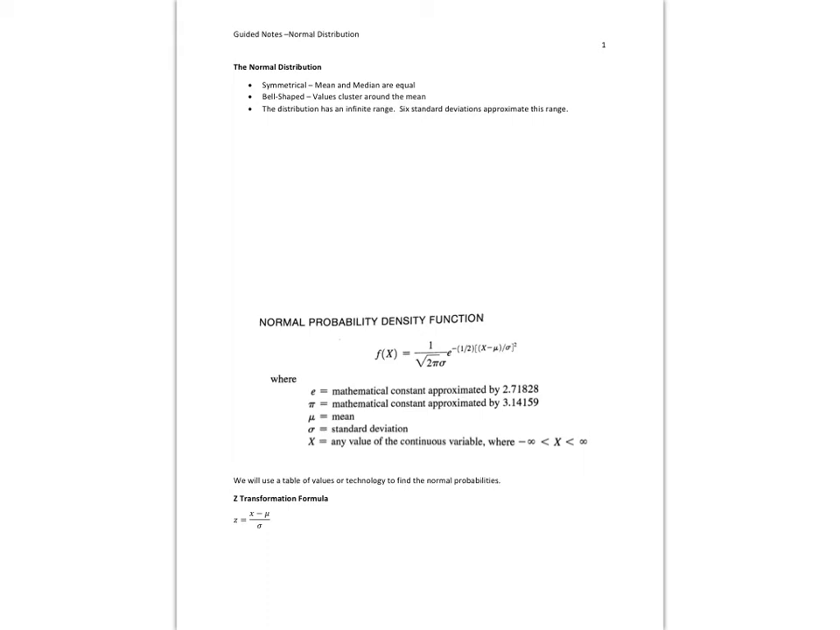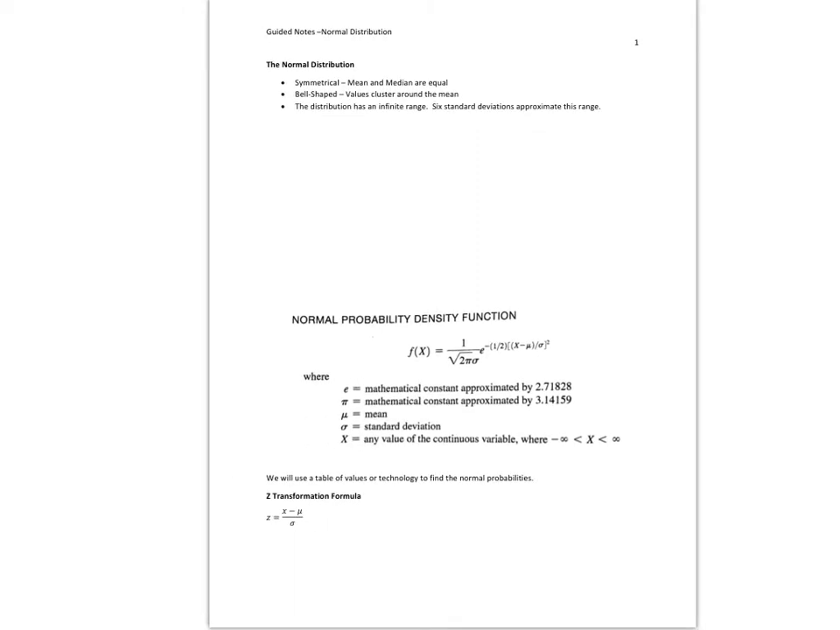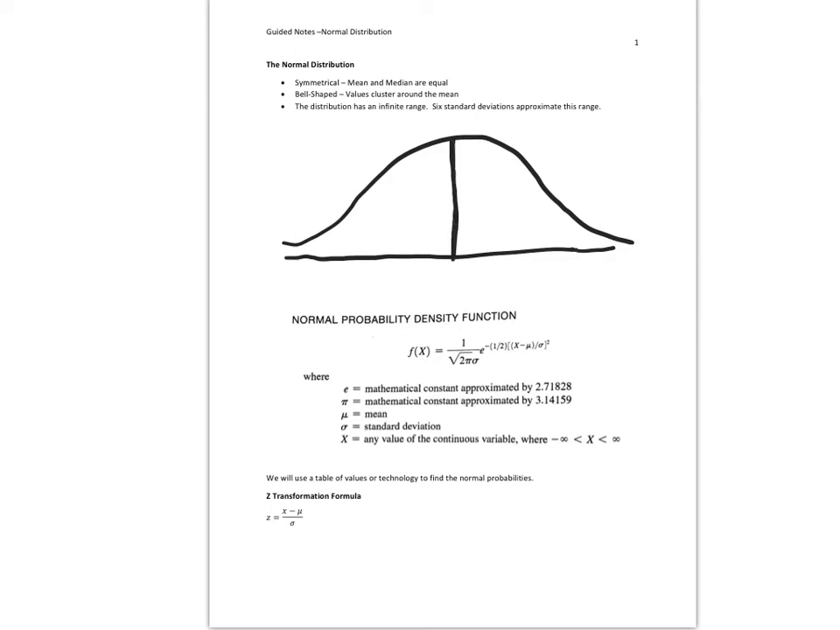The normal distribution is a continuous distribution. That means your data values are not countable. Your normal distribution is mound shaped. Looks like that. And it's symmetrical about the mean, and the mean and the median are equal.